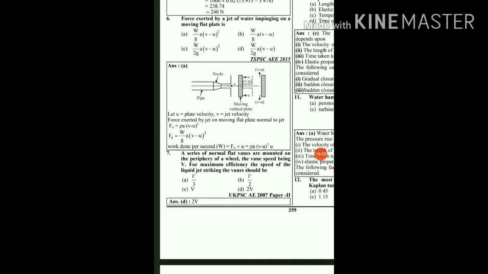The next question: a series of normal flat vanes are mounted on the periphery of a wheel. The vane speed being V. For maximum efficiency, the speed of the liquid jet striking the vanes should be.